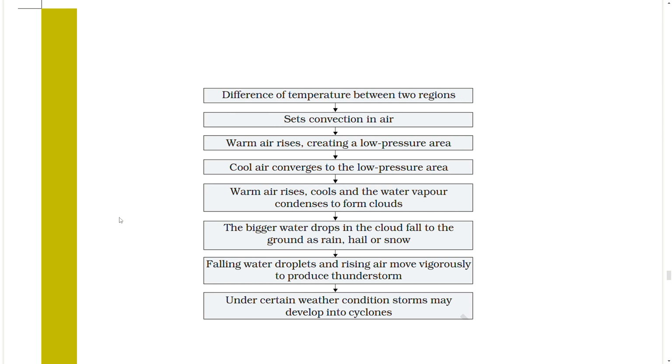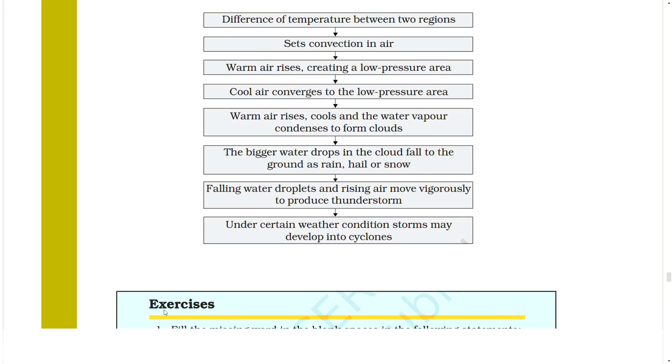Warm air rises, cools, and the water vapor condenses to form clouds. The bigger water drops in the cloud fall to the ground as rain, hail, or snow. Falling water droplets and rising air move vigorously to produce thunderstorms. Under certain weather conditions, storms may develop into cyclones.